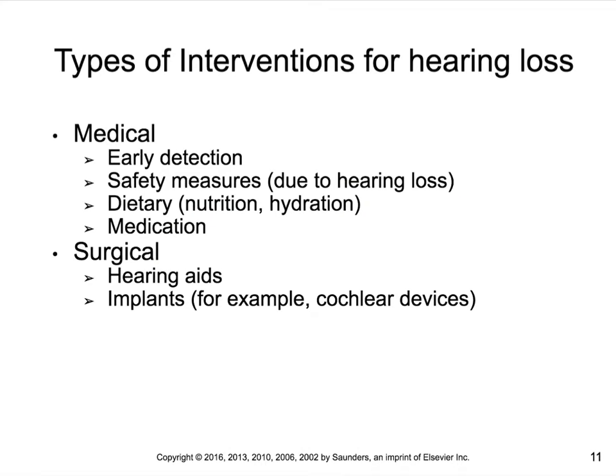As far as interventions for hearing loss, it's important to identify a patient who has hearing loss. Sometimes hearing loss may be gradual, and some patients may not even be aware that they have some hearing impairment. As with most other disorders, if it's identified early, sometimes we can do interventions early enough that we can prevent the hearing loss from getting worse.